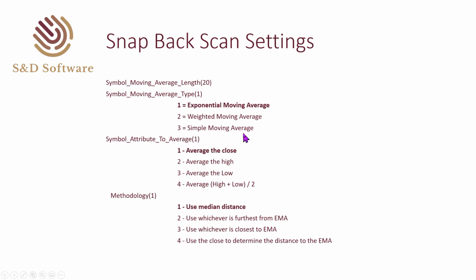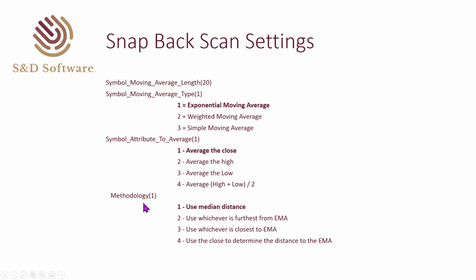The symbol attribute to average, the default is to average on the close of the candle. You have the option to average with 2 on the high, 3 on the low, or 4 is an average of the high plus the low divided by 2.